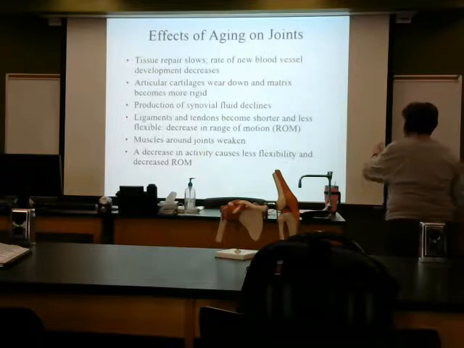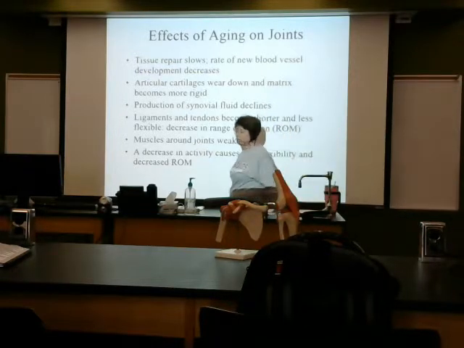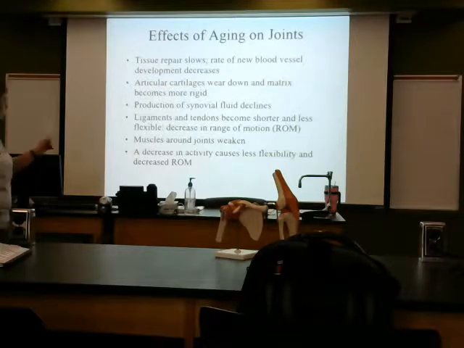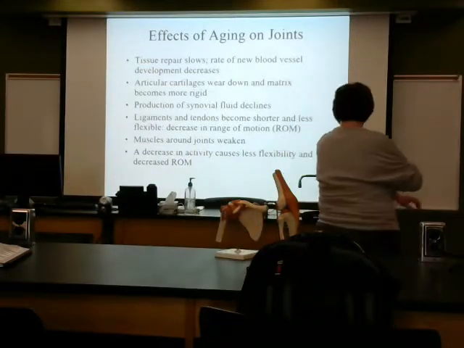The ligaments and the tendons, mainly because they're dependent on collagen fibers, and as we get older, collagen fibers begin to break down and don't repair. The tendons and ligaments get shorter and become less flexible, therefore we get a decrease in the range of motion. Muscles, once again, because we're dependent on collagen fibers, which are breaking down as we get older, get broken down around the joint.